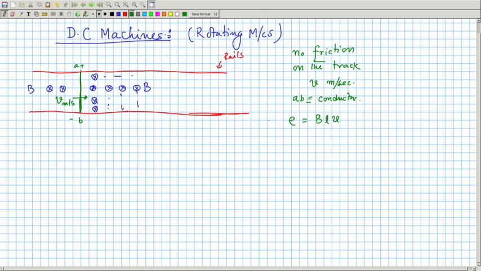That is, this is equal to the potential of A with respect to b, that is how we write. A will be positive, BLV. And what is L? L is equal to the length AB, the conductor length.